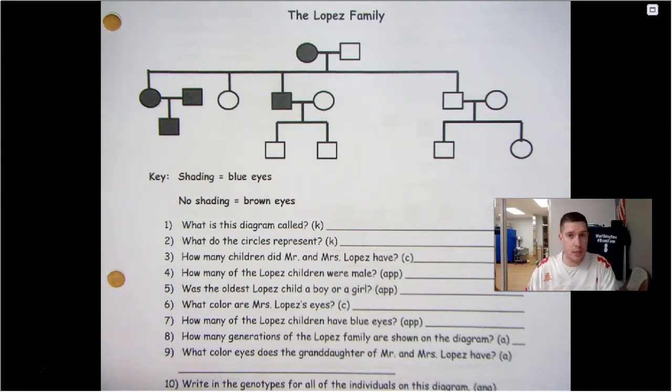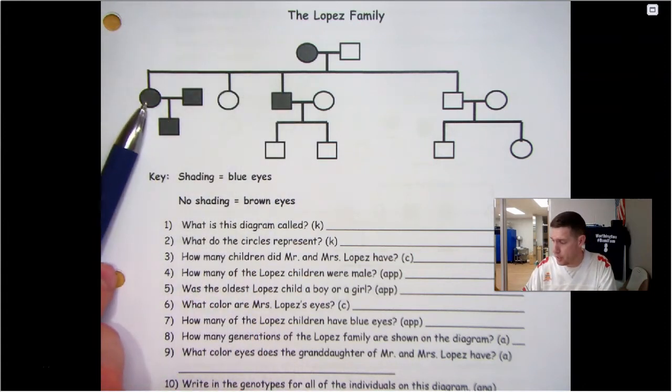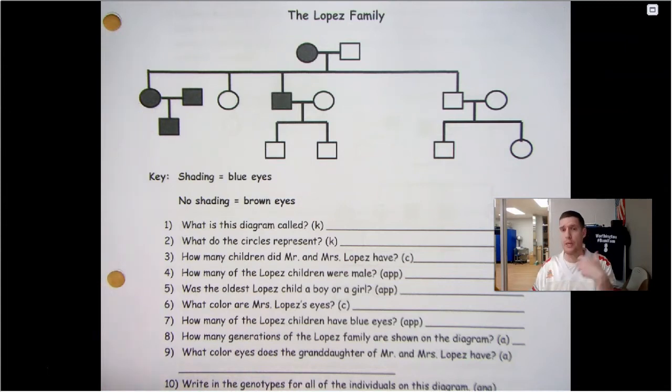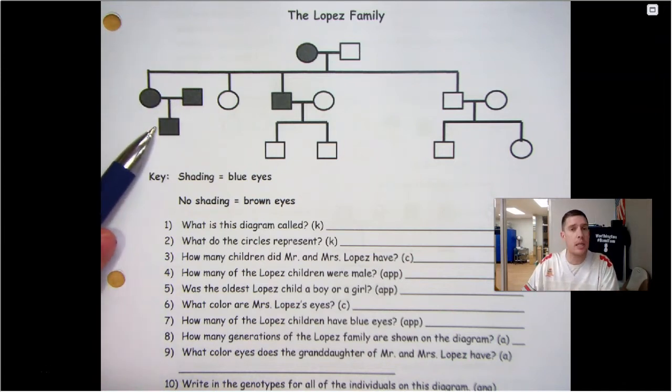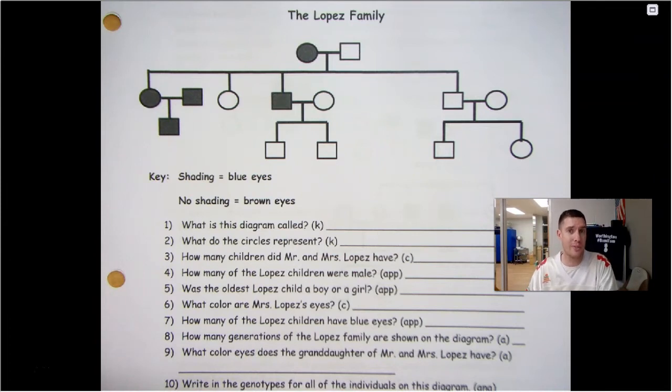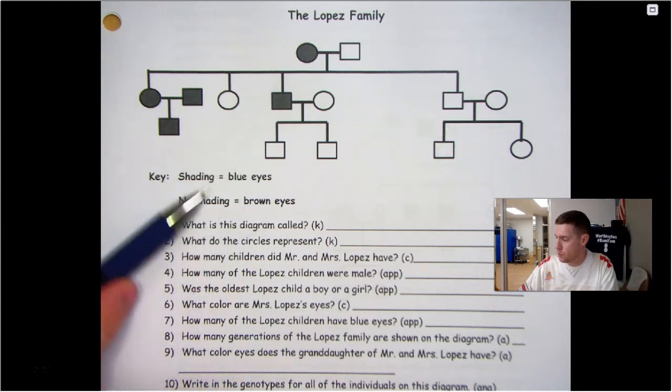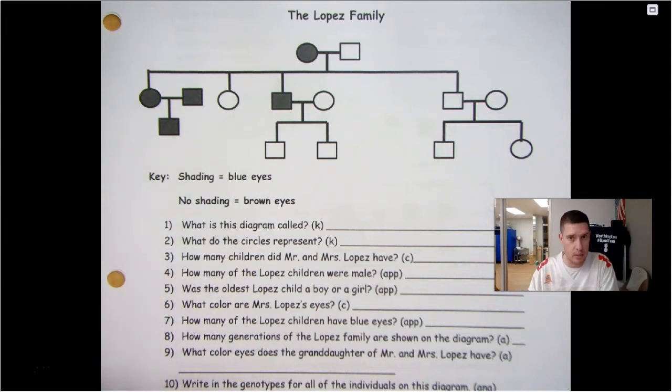Unless you are told otherwise, in the question or in the pedigree, all shaded shapes are homozygous recessive. We need to know that. That's a rule going into pedigrees. Unless you are told otherwise, every shaded shape is an individual with a homozygous recessive genotype for the trait that we're tracing through the family. In this case, we are tracing blue eyes and brown eyes through this family, the Lopez family.